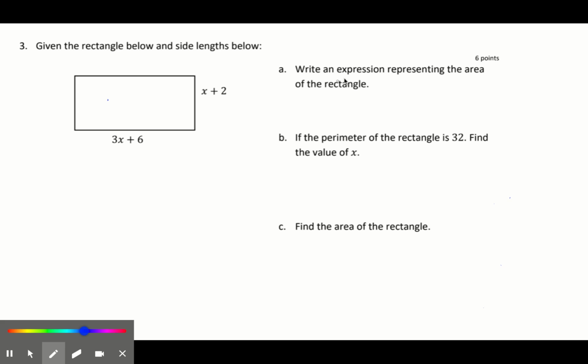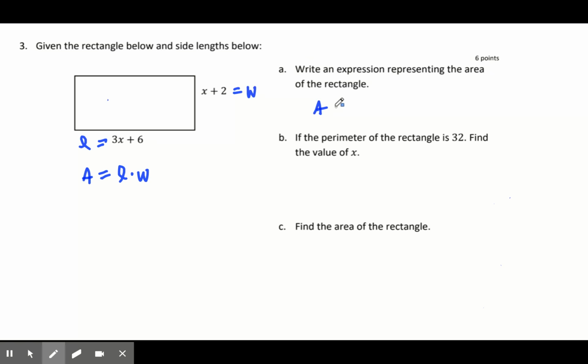It says write an expression representing the area of the rectangle. Remember, area equals length times width. Here's the length, and this is the width. So the area is going to equal 3x plus 6 times x plus 2.